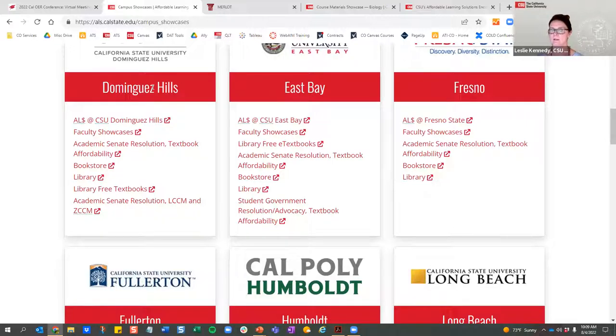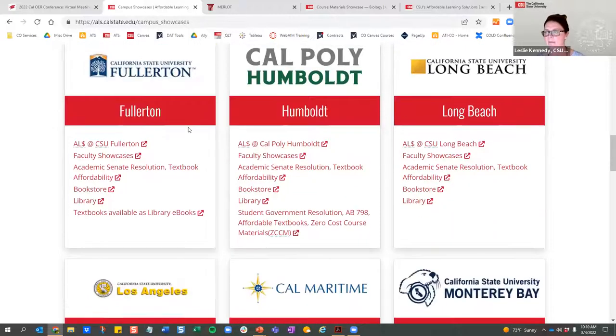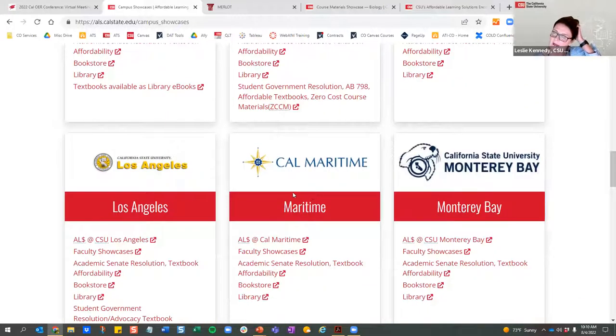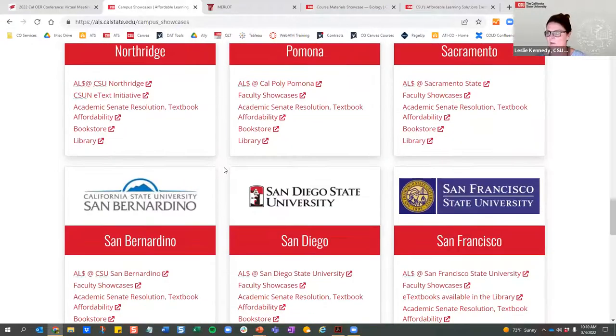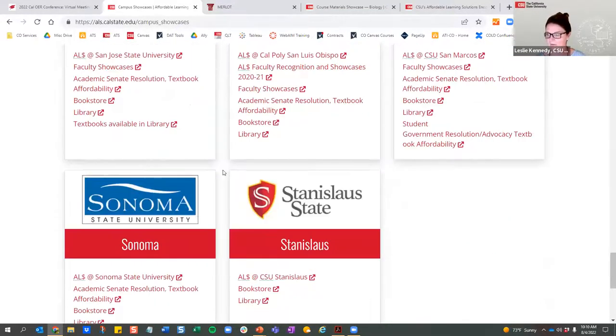And then it's required to include the library as much as possible as a stakeholder, the bookstores as a stakeholder, faculty and students, student affairs and other areas as well. So you can see them represented in different ways at the different campuses here. Some of our campuses, the student governments have gone ahead and passed resolutions. We've got faculty resolutions. All of that was happening quite a bit when we had that funding from the state a few years ago. And so those remain there and are shared with the student government associations across the system as well.